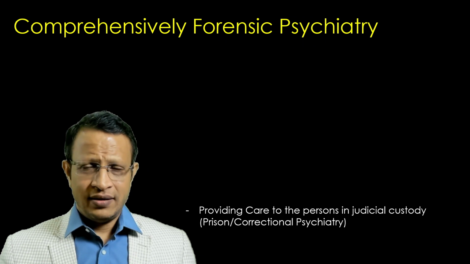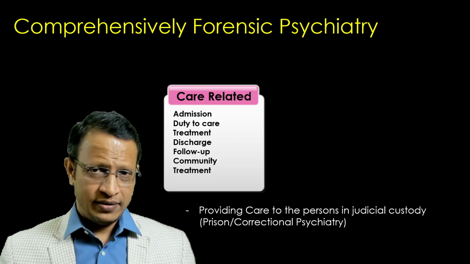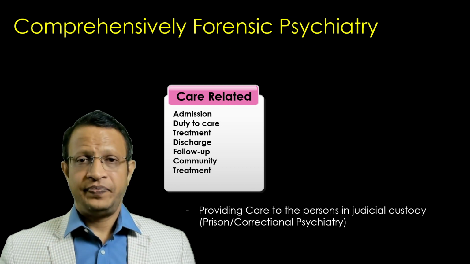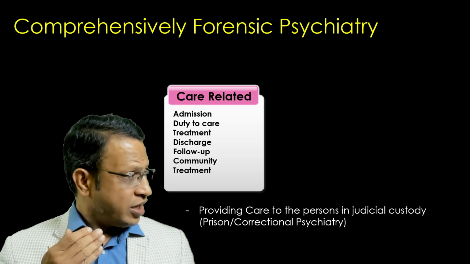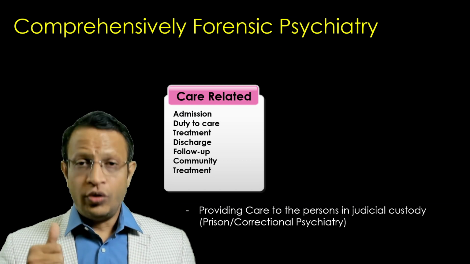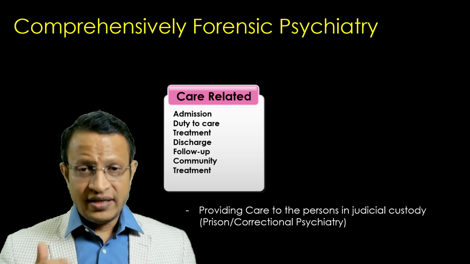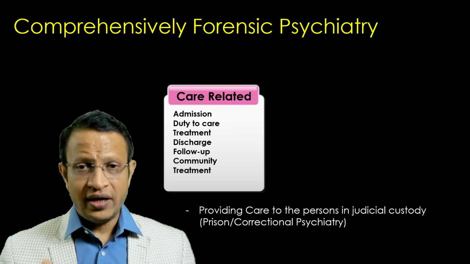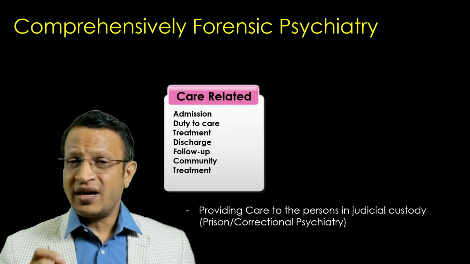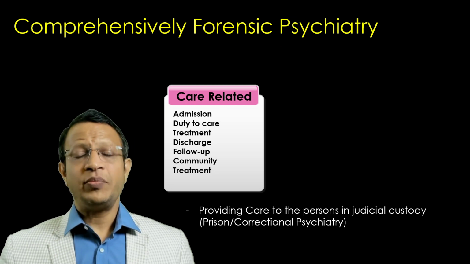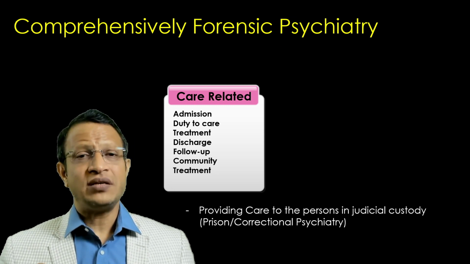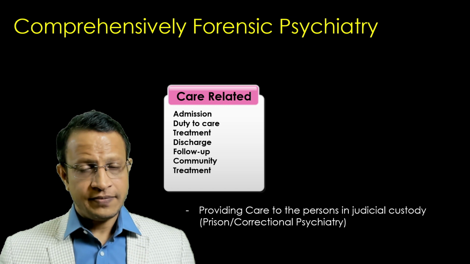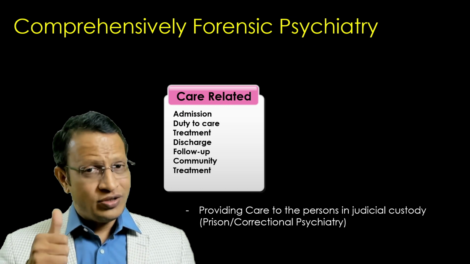Now let's understand comprehensive forensic psychiatry. It has three important areas. First one is mental health care related. Here you will be talking about how mental health care is delivered. How do you admit the patient? Whether the consent is taken or not taken. If it is not taken, what are the legislative matters? What is the duty of care? How is the treatment given? How is the consent taken? If the patient is not able to give consent or doesn't have the capacity to consent, how is the consent procured from the family members or the guardians, follow-up, and community treatment. So this is number one.